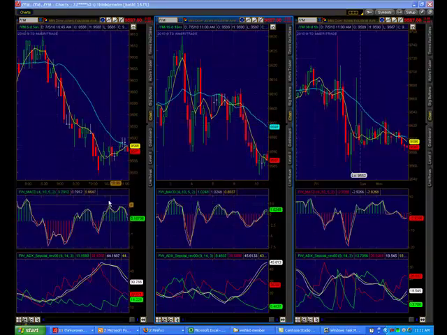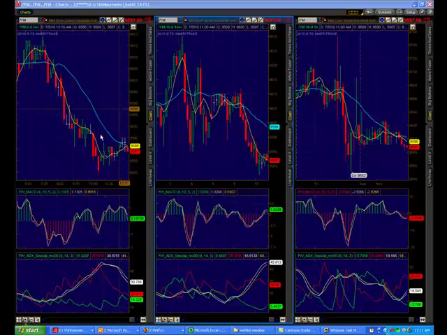So MACD's crossed over and heading back down. Over here, MACD turned positive for a quick second, even though we have the 5 below, and you can see MACD showing us a little crossover here. And over here, MACD is turning negative. So again, this is also a way to measure trend. And there's other indicators that you can use that can measure trend.